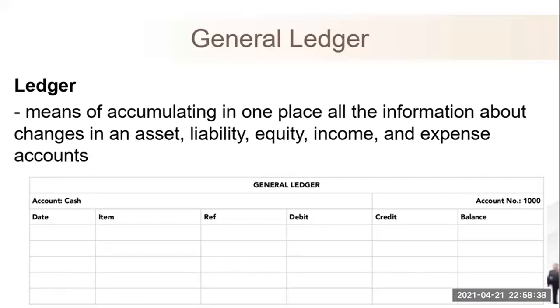Okay, kaya tayo nag-general ledger or tinatawag din tong T accounts. So, lahat ng naging transaction sa cash, ilalagay natin, debit man siya or credit. Tapos, ito-total lang natin siya kung magkano yung kalalabasan ng cash, ayun dapat yung magre-reflect dun sa financial position.